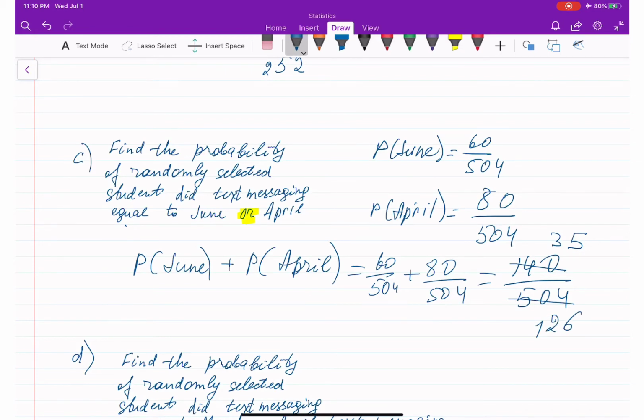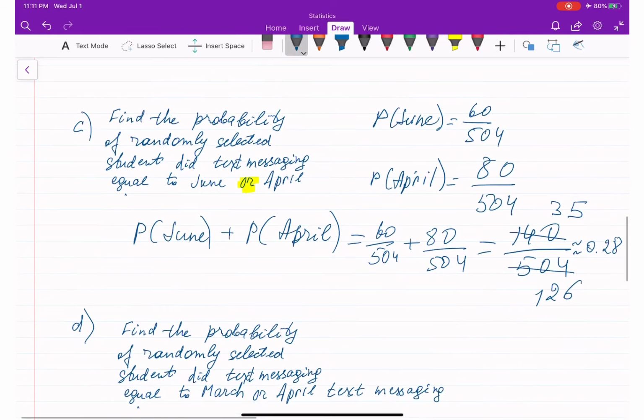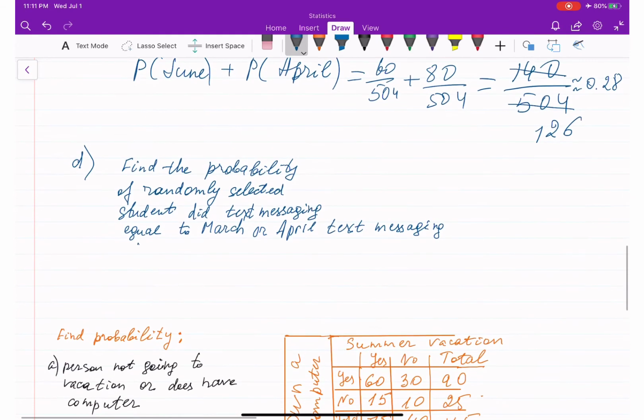35 over 126. Now let's divide 35 by 126. And that is going to be approximately 0.28, or 28%.